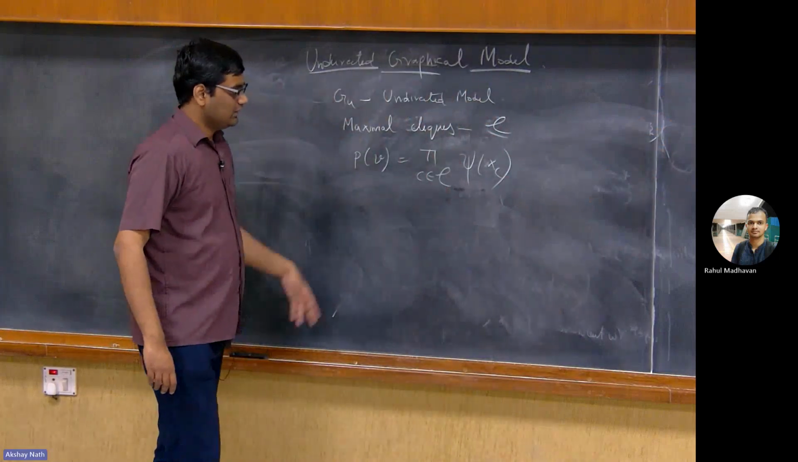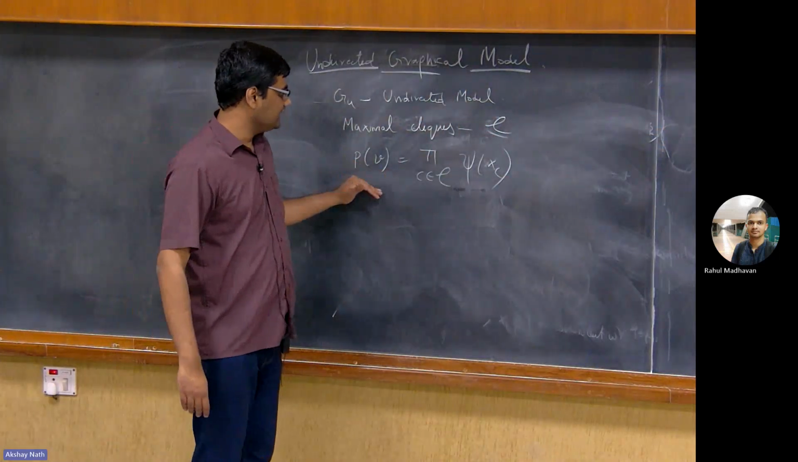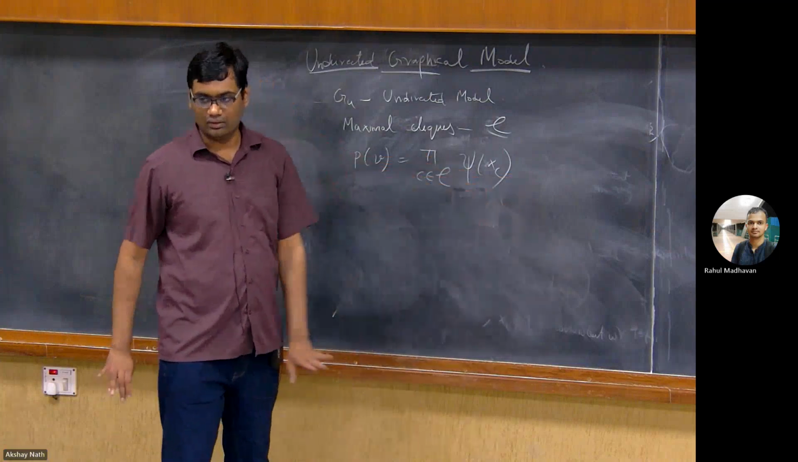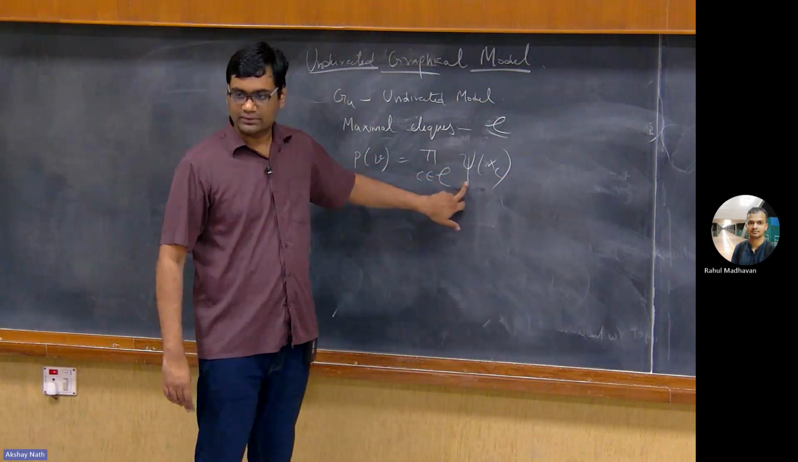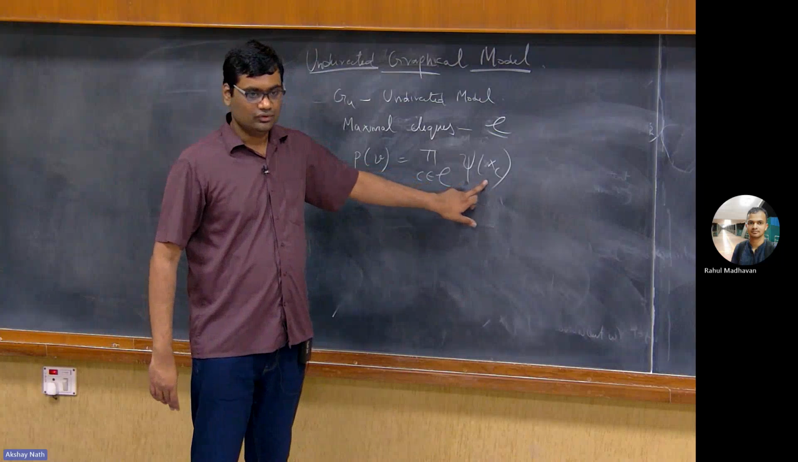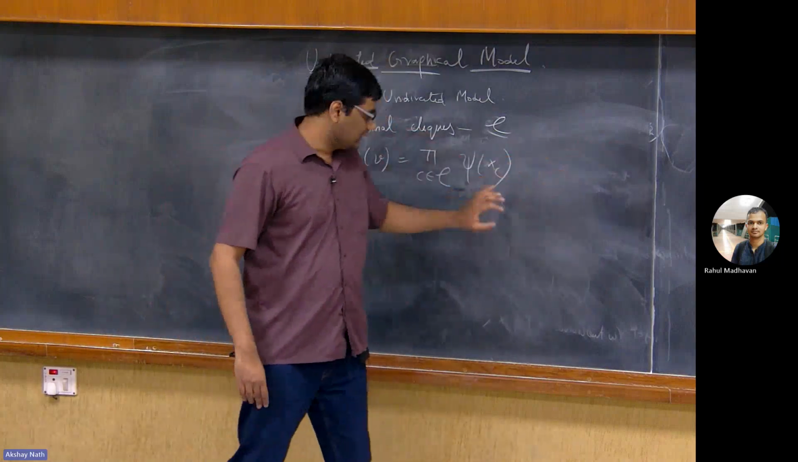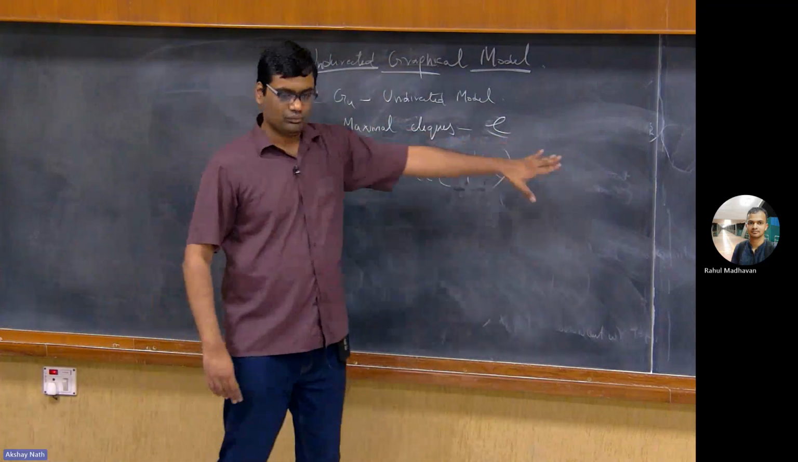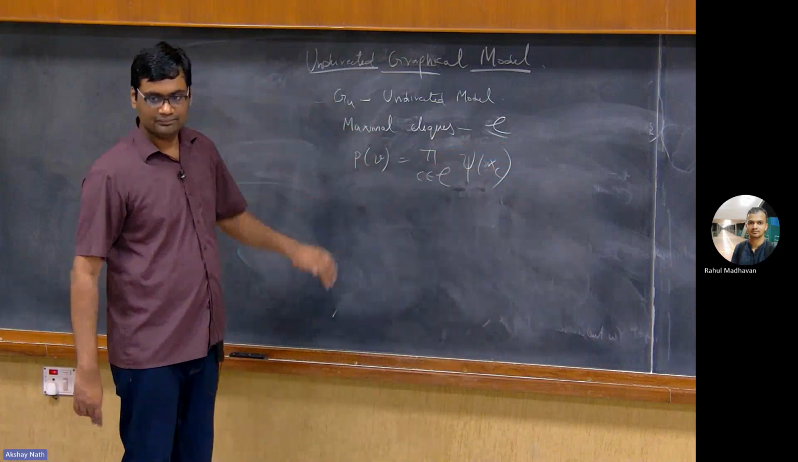Psi is some factor. So what I'm saying is the density function factorizes this way. This is one measurable function over these variables. So I take the product of these things, that will define the density. When integrated, it becomes one. Okay? This is an undirected graph.